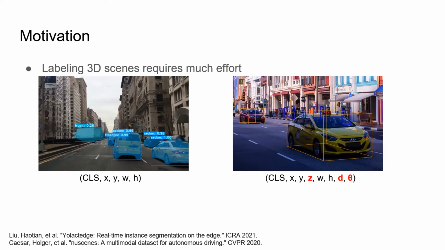Compared to the labeling cost of 2D tasks, labeling 3D scenes requires much more effort, as there are more dimensionalities of the object property to label. Therefore, it will be of much benefit if self-supervised learning can be used in point clouds, as it can not only reduce the labeling cost, but also improve the model's performance.